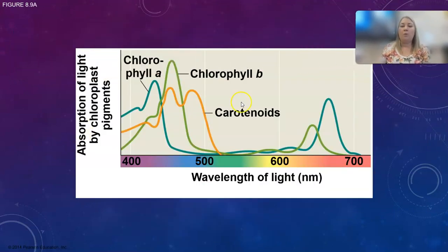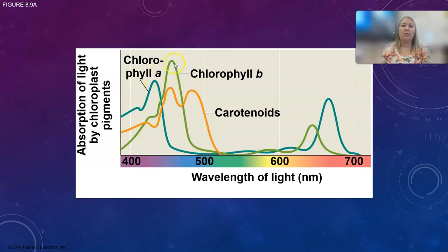So one way that we can quantify the type of energy absorption for a whole plant is by taking all of its pigments and graphing them. This is called an absorption spectrum. And so we can see that where we have these peaks is where that pigment is really, really good at absorbing, so it doesn't reflect it very much.